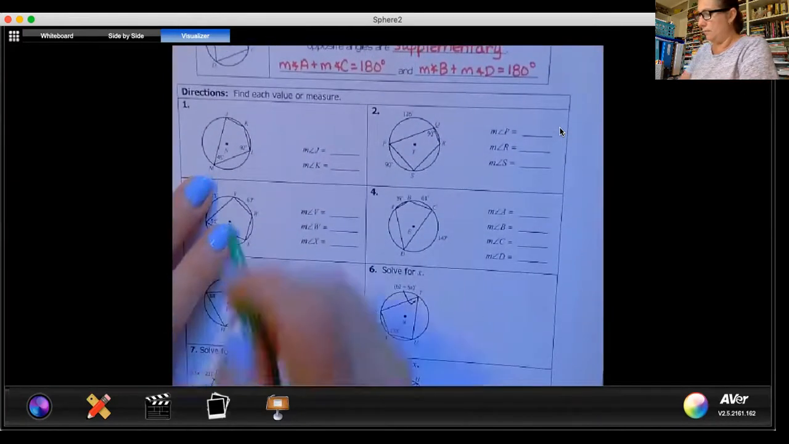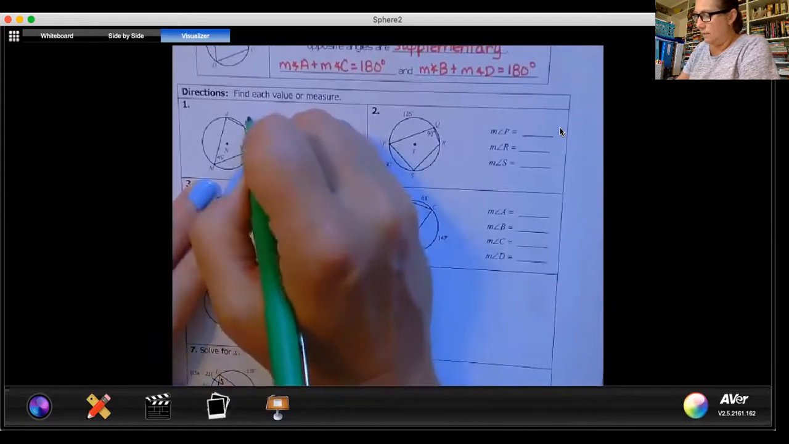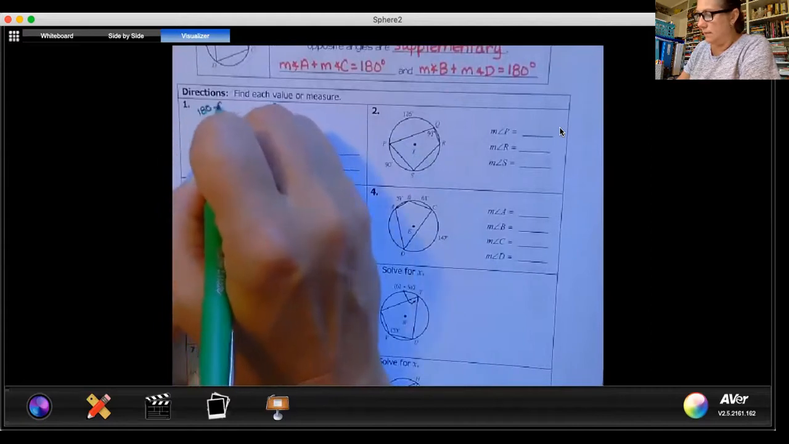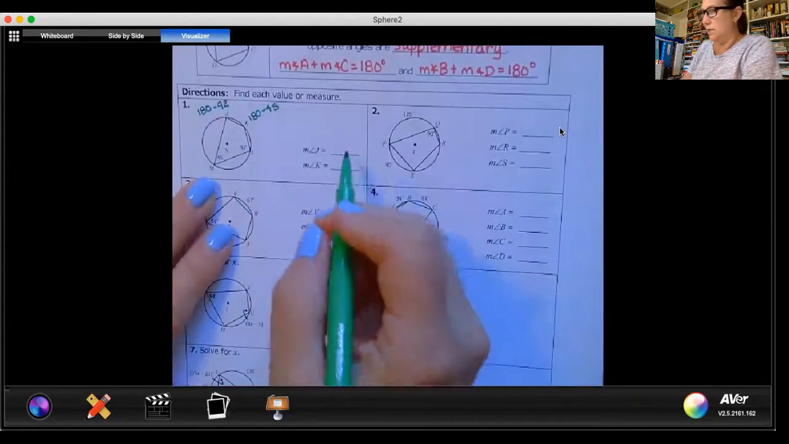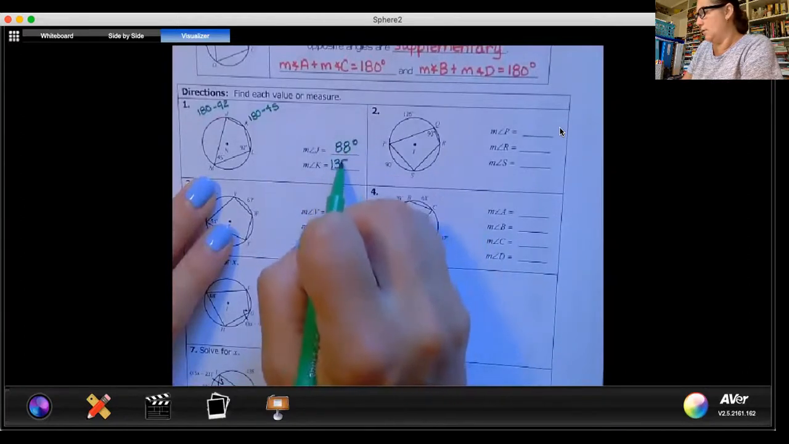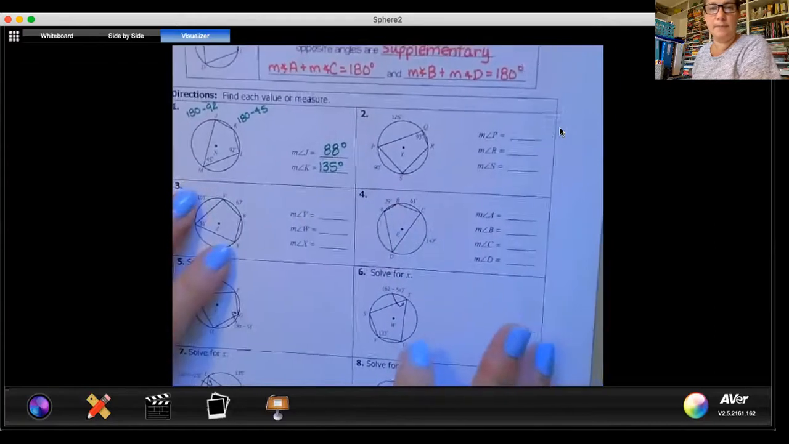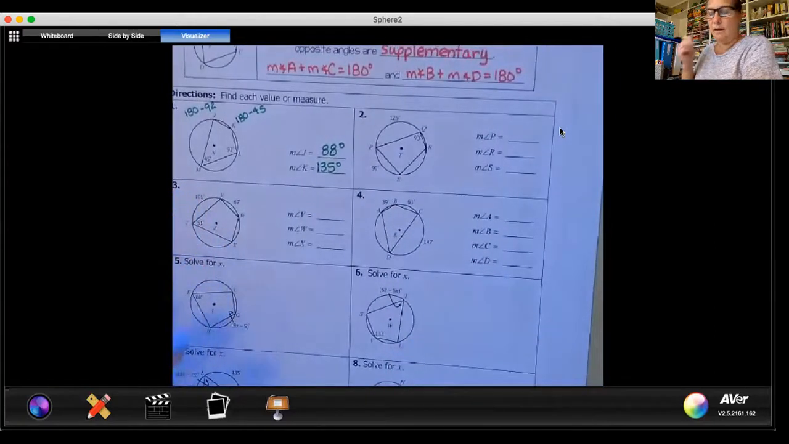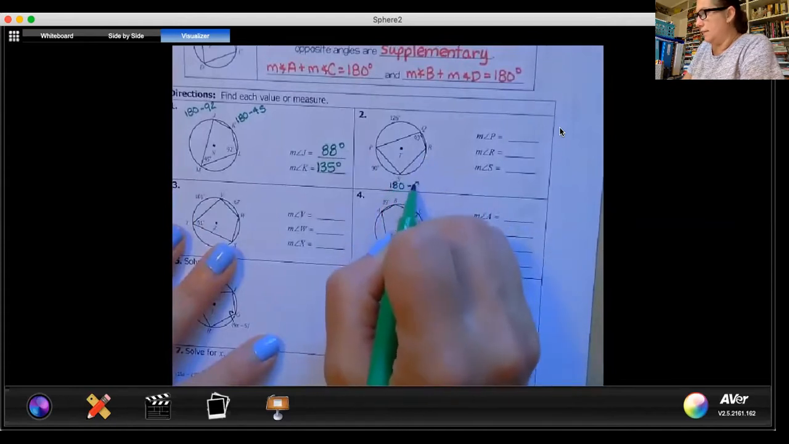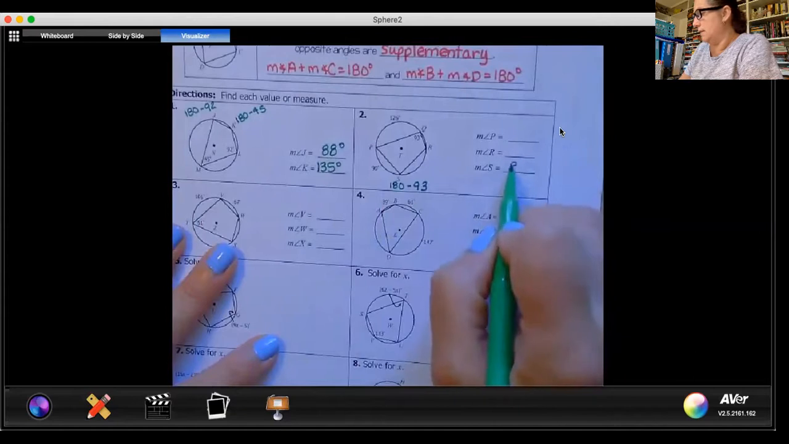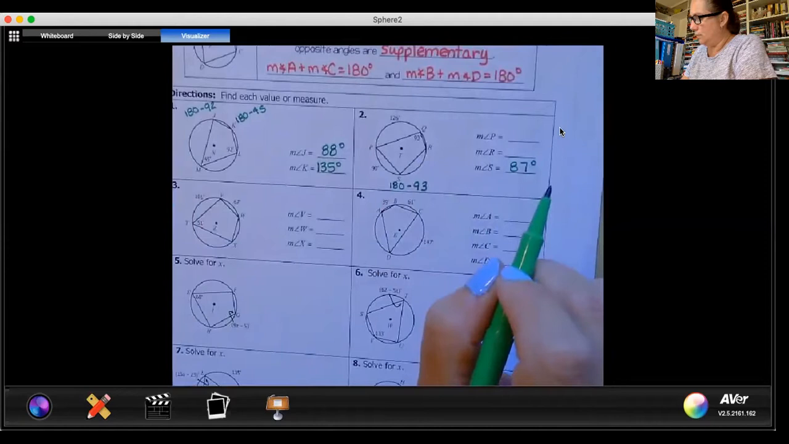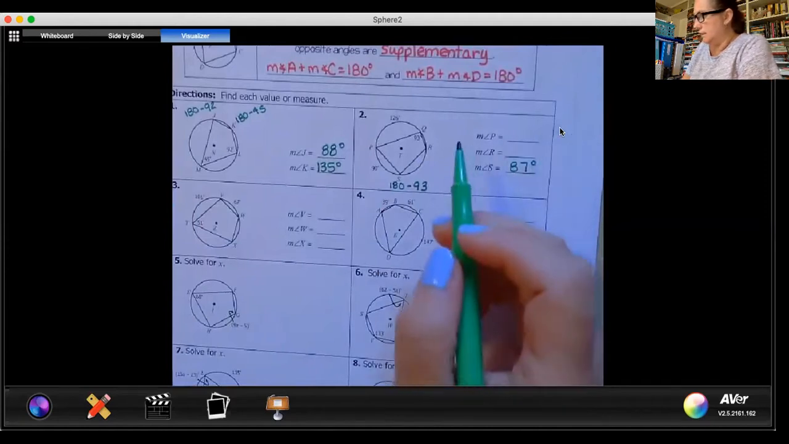So looking at problem number 1, K is going to be 180 minus 45, and J is going to be 180 minus 92. So J is going to be 88 degrees, and K is going to be 135 degrees. And taking a look at problem number 2, we're going to do S is 180 minus 93, which is 87 degrees. And then let's look at R.